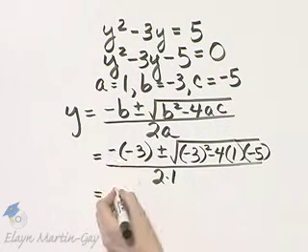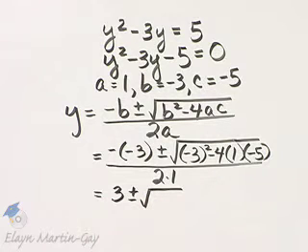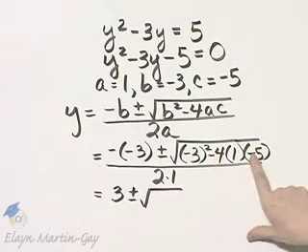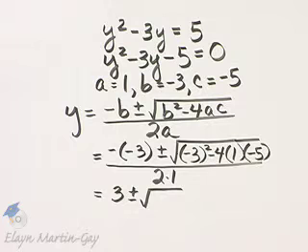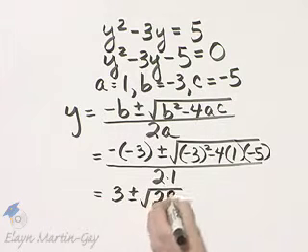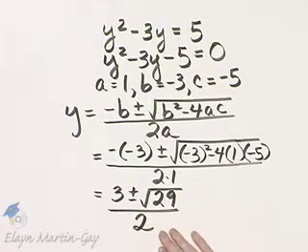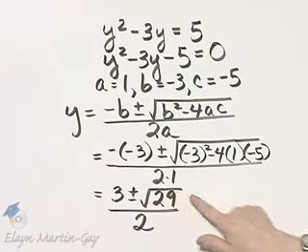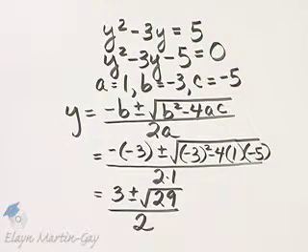This is the opposite of negative 3, which is 3 plus or minus the square root of, this is 9, and then because a negative times a negative is a positive, this is 9 plus 20, and 9 plus 20 is 29, all over 2 times 1, or 2. Now, is there any simplifying that can be done? The answer is no, because 29 is prime. There's no simplifying with the radical, and here are my two solutions for our original quadratic equation.